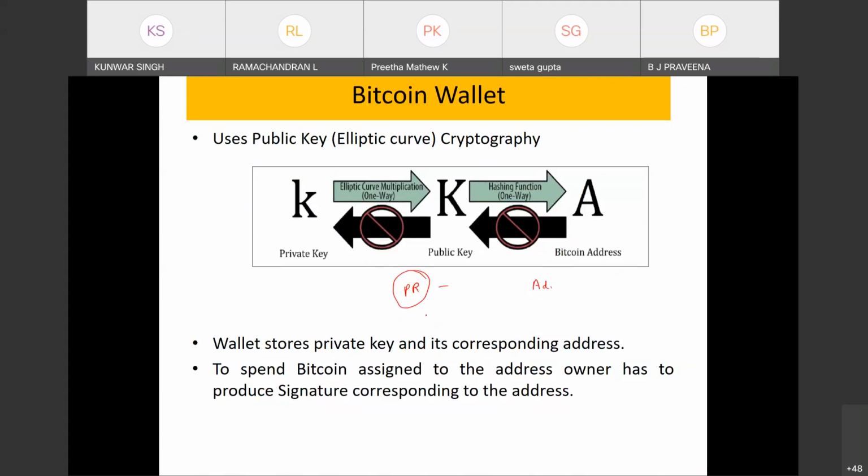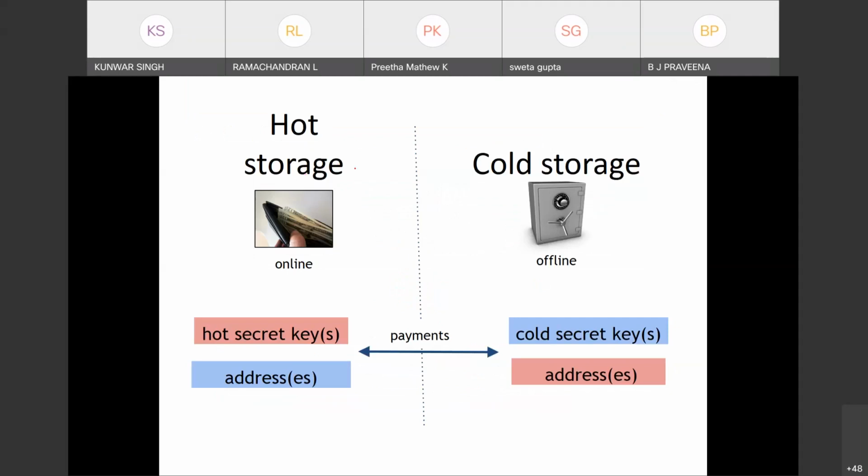If it is lost, as you have already seen, then you will not be able to make a signature on message M, and then the whole money will go to waste. Nobody can claim that money. So we have to keep this in a safe place. There are so many ways to do that. One is how to store the wallet.